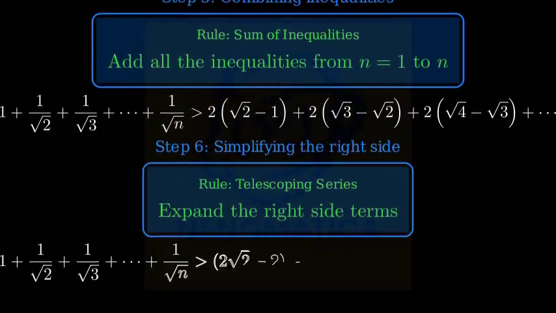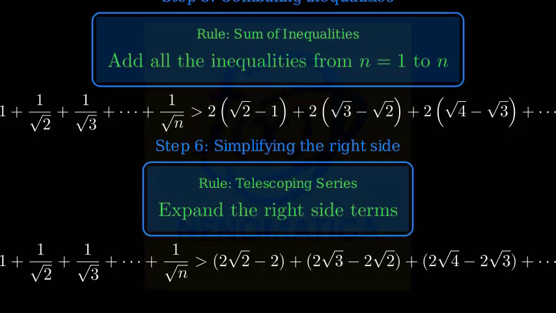We get 1 plus 1 over the square root of 2 plus 1 over the square root of 3 plus 1 over the square root of n is greater than 2 times the square root of 2 minus 2 plus 2 times the square root of 3 minus 2 times the square root of 2 plus 2 times the square root of 4 minus 2 times the square root of 3, and so on.